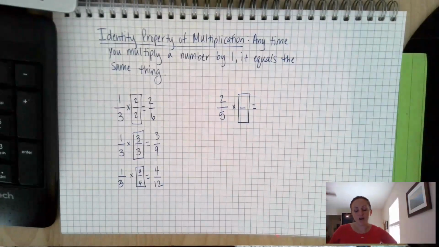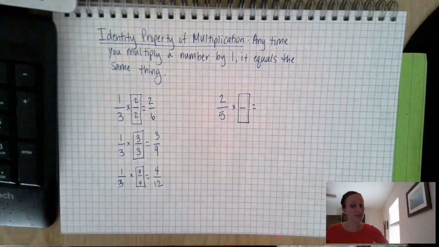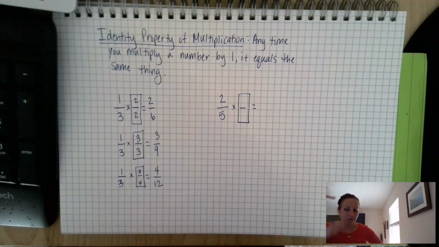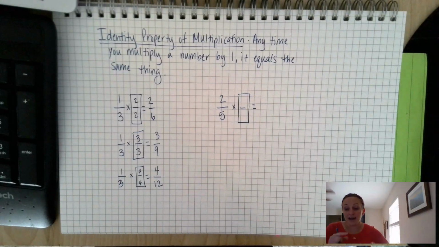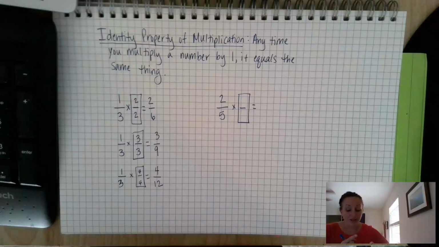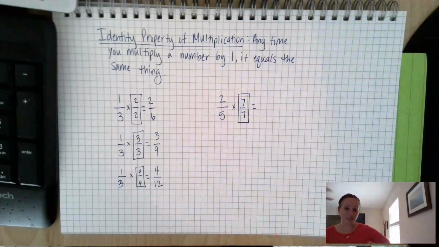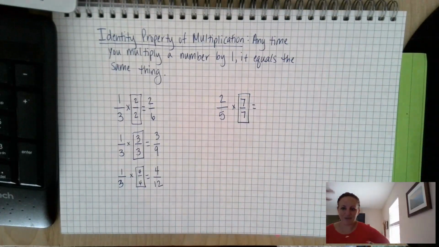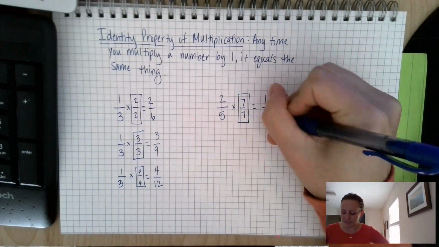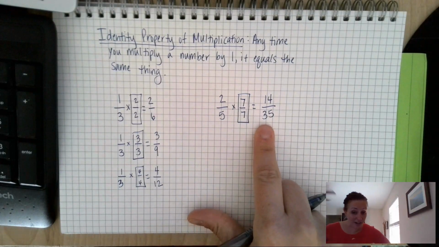Now, Mrs. Long, does it matter what numbers I put here? Yes and no. Yes, in the sense that they have to be the same. The numerator and the denominator have to be the same, or else the fraction's not equal to 1. No, in the sense that I can make up anything. If I wanted to do 7, as long as I do 7 both times, it works. So 2 times 7 is 14, 5 times 7 is 35. So I know 2/5 is equivalent to 14/35.